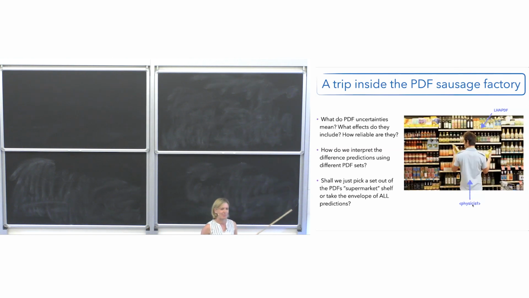And I would like that by the end of these 3 hours, you have more criteria to answer these questions. What do PDF uncertainties mean? What kind of effects do they really include, how reliable are they? That's a very subjective thing, but I would like to give you the instruments to answer this question. And how do we interpret the different predictions that we get by using different PDF sets? And shall we pick one set out of the PDF supermarket, or take an envelope? There are lots of questions that we want to answer when we talk about precision physics, so I would like to give you some of the criteria.